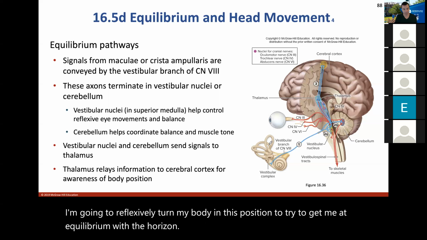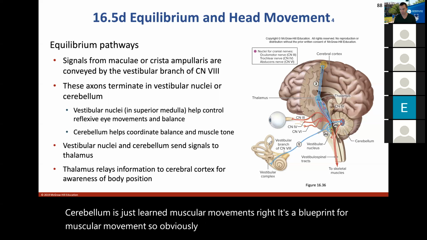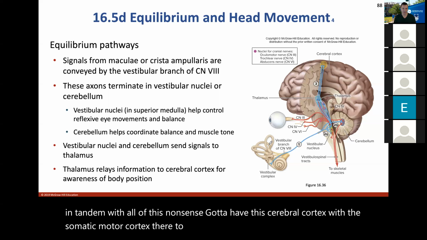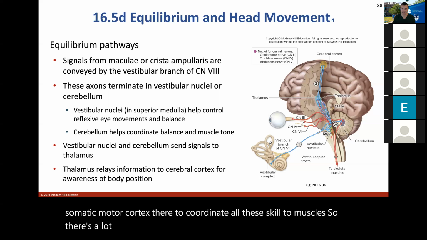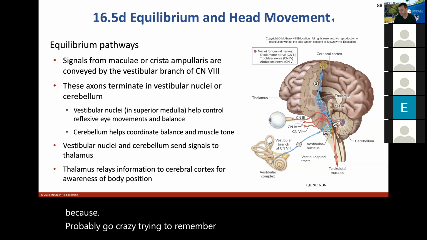Cerebellum is just learned muscular movements, right? It's a blueprint for muscular movement. So obviously that's kind of why the cerebellum works in tandem with all of this. Got to have the cerebral cortex with the somatic motor cortex there to coordinate all these skeletal muscles. So there's a lot that goes into it. So I don't necessarily ask it just because you'd probably go crazy trying to remember all that stuff. And I don't want you to go crazy just yet.